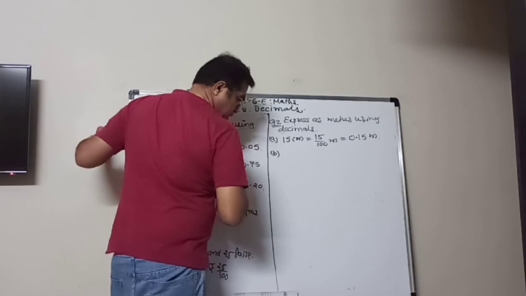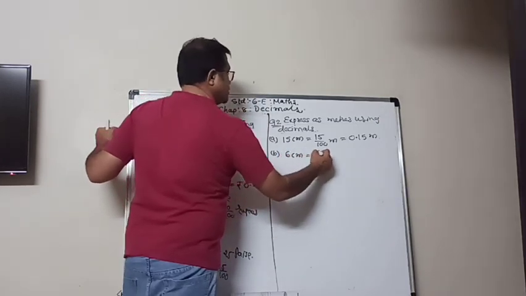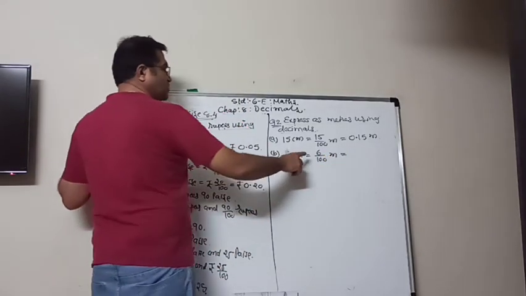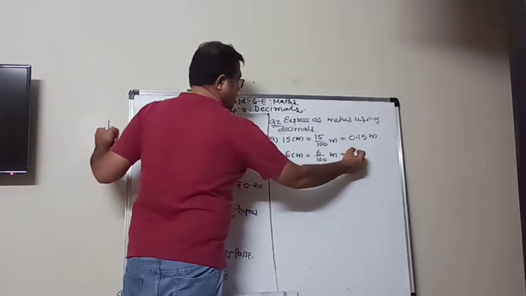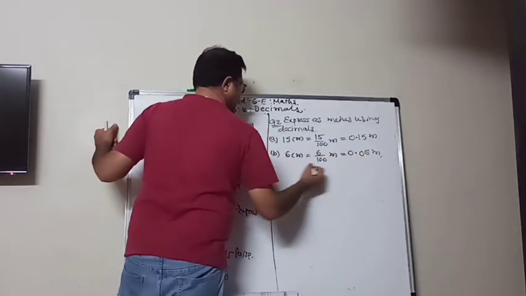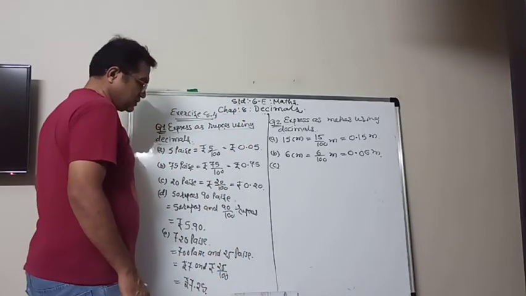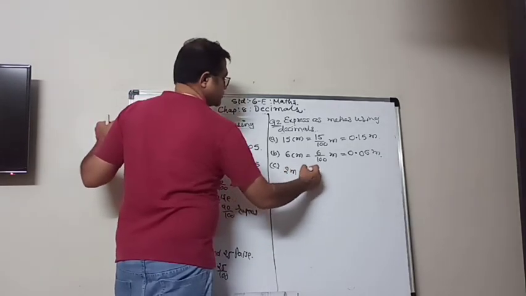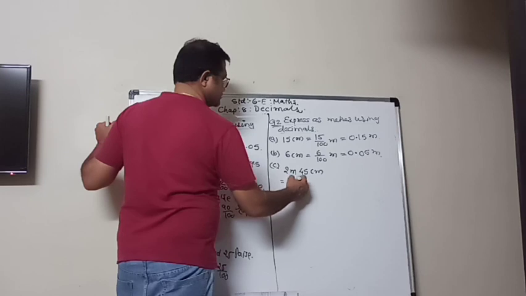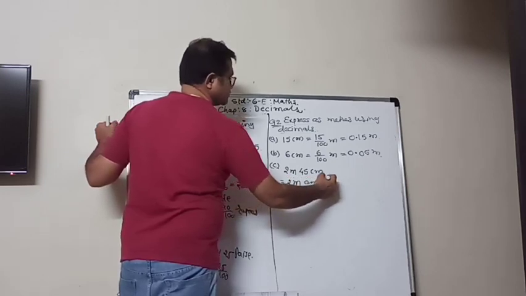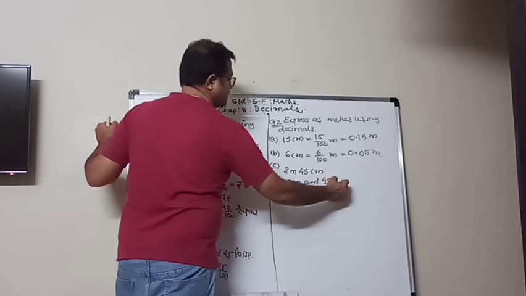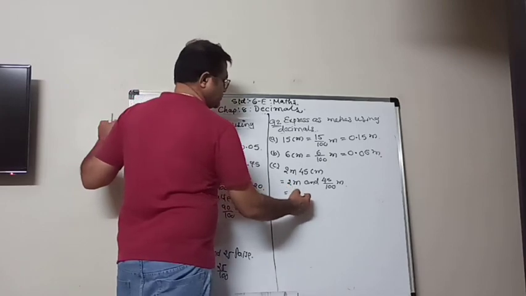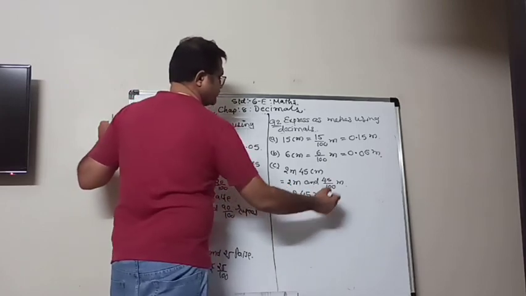B. 6 centimeter. So 6 centimeter is 6 upon 100 meter. So you can't write 0.6, but with 2 decimal places, so 0.06 meters. C. 2 meter 45 centimeter. That is 2 meter and 45 upon 100 meters. And when we combine them, it will be 2.45 meters.